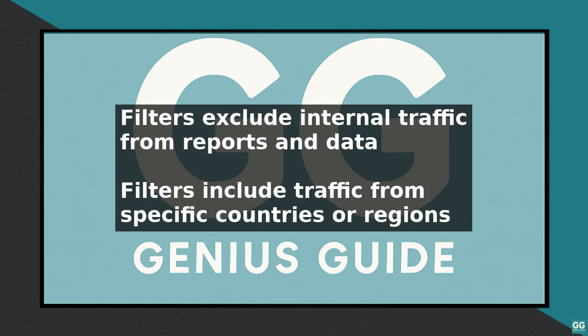One of the most common uses of filters is to exclude internal traffic from your reports. This is done by creating a filter that excludes your company's IP address, so that your employees' interactions with the website are not included in the data. Another example is to include only traffic from a specific country or region to analyze the performance of your website in a particular market.